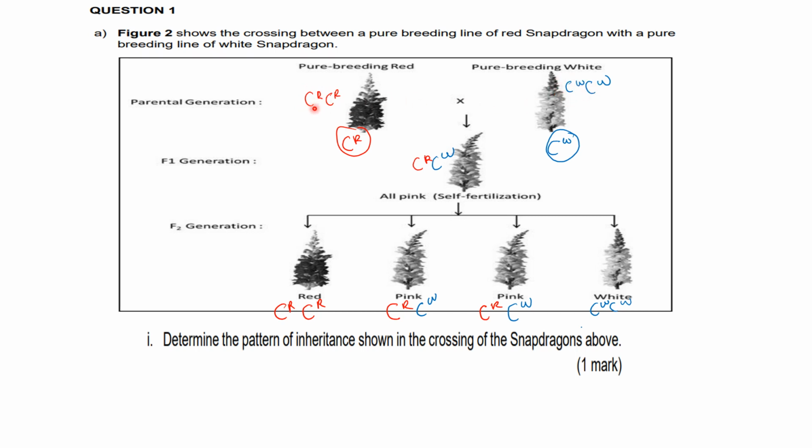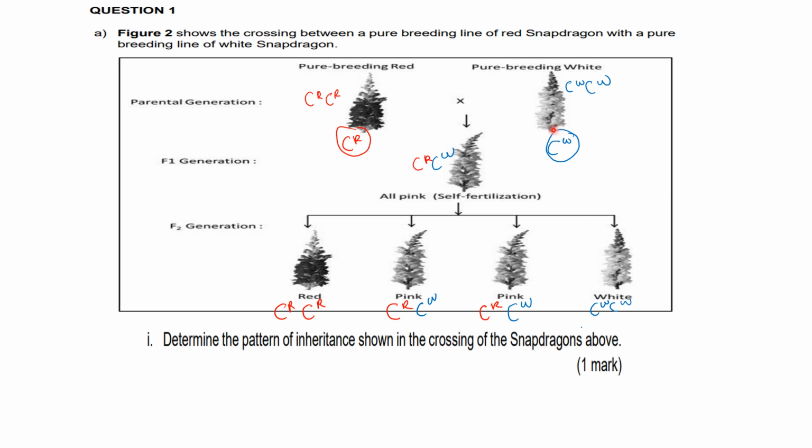So basically C stands for the gene that codes for flower color. So the gene that codes for red flower color, the gene that codes for white flower color. For the red plant, that is the parent that has red flowers, the gamete will be CR. As for white, the gamete will be CW.